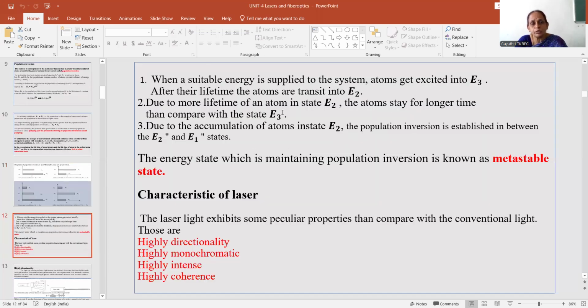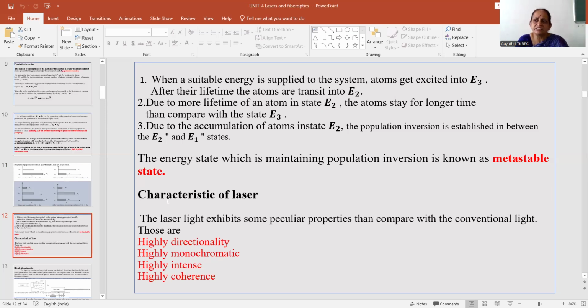When suitable energy is supplied to the system, atoms get excited to the energy state E3, and after their lifetime, they come back to energy state E2. Therefore, the E2 energy state has a longer lifetime compared to E3, and hence it is called the metastable state. These are the main things happening to give this lasing action. Let us see the characteristics of a laser.